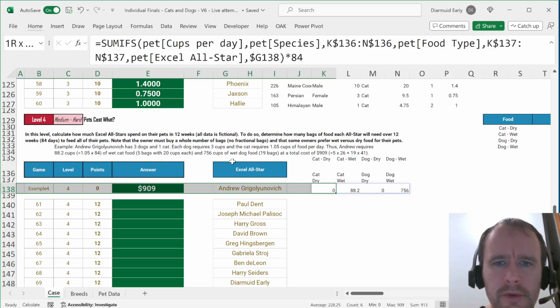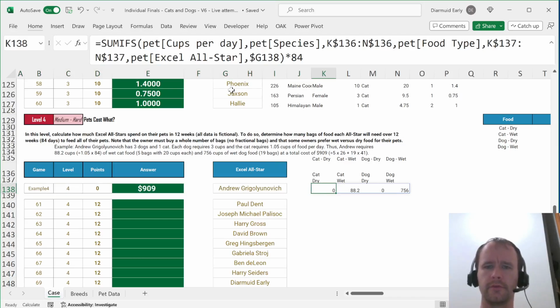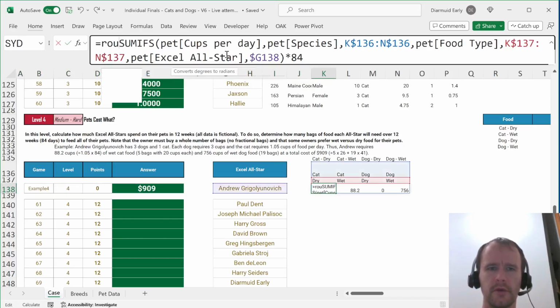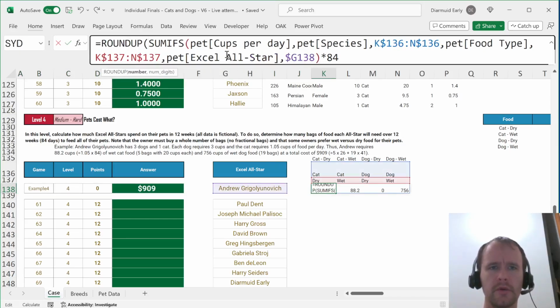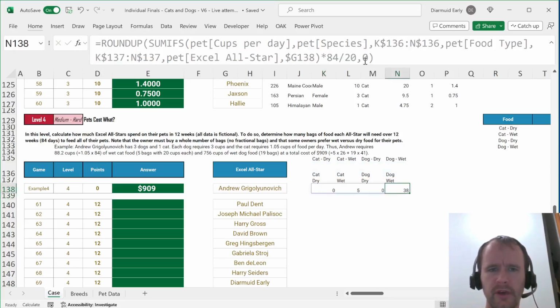5 bags of 20 cups in each. 19 bags, 20 cups in each. So in other words, it's round up this divided by 20. So round up this whole thing divided by 20 to 0 decimal places. That gives me 5 and 38.